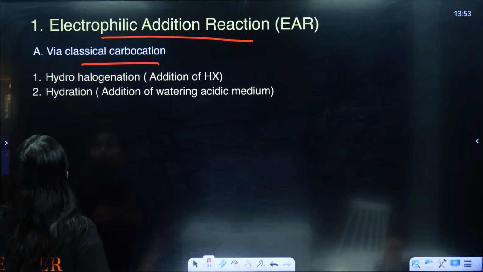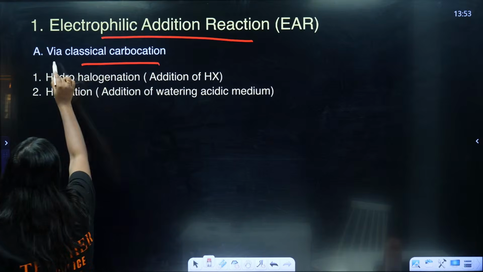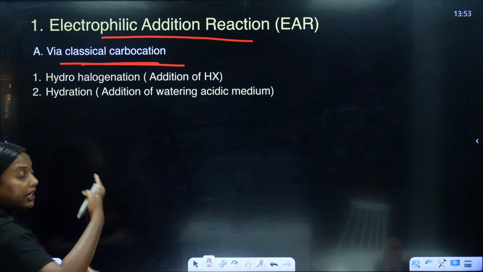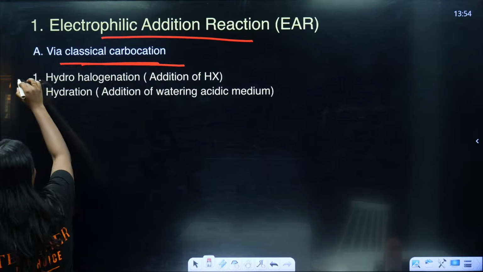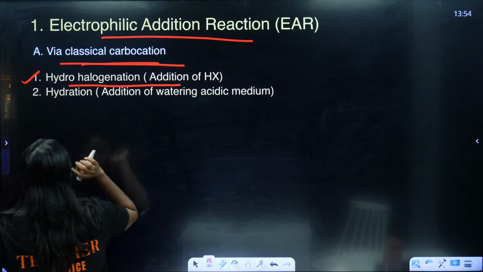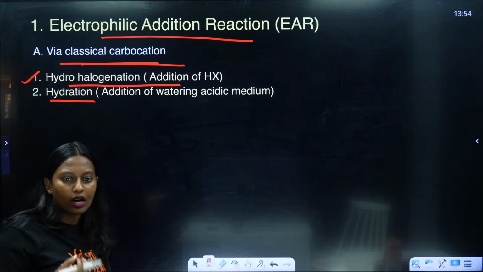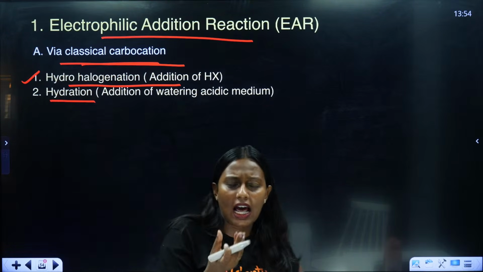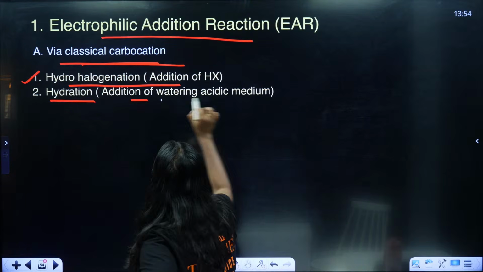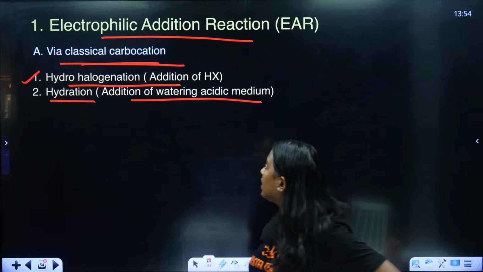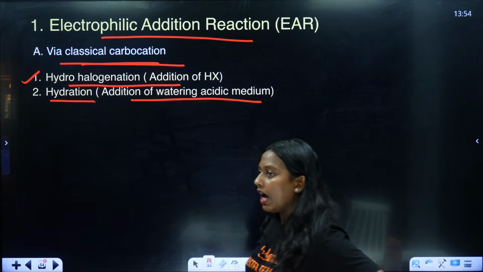Okay, got it. So the electrophilic addition reaction. The first one is through classical carbocation, and it is again classified into two types. One is hydrohalogenation addition, another is hydration. Hydrohalogenation is just addition of hydrogen and halogen, that is HZ addition. Hydration means addition of water in acid medium.